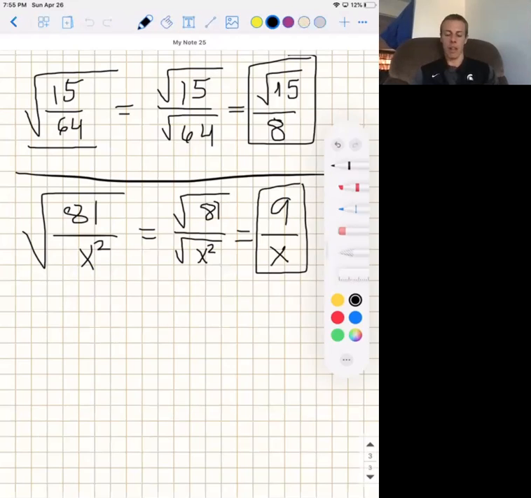Okay? So this is a little bit of work in simplifying some radical expressions. So hopefully you get a chance to try some of the homework. And if you have questions, feel free to email me and get in touch with me.